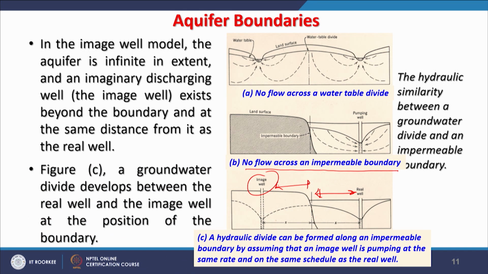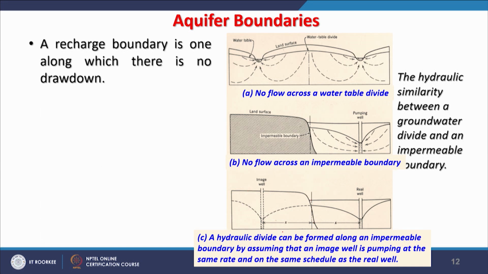So, it is a kind of mirror image, assuming a mirror image of the real well. So, a groundwater divide develops between the real well and the image well at the position of the boundary, which you are also seeing here. This becomes our groundwater boundary. These values are already written here, both are the same, the x value is written.